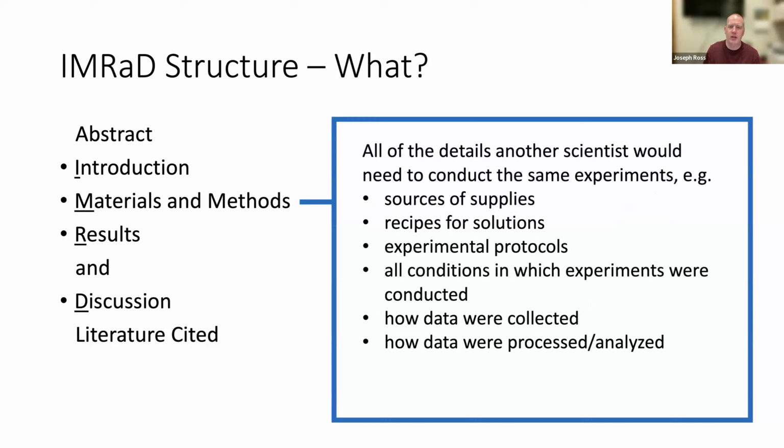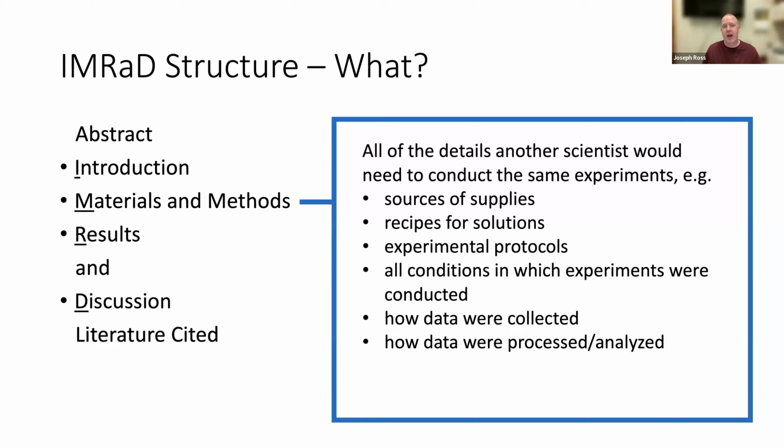the most boring to read. I often don't even read the materials and methods unless I have questions that I want answered about how exactly the authors conducted the research. And that includes where they got supplies from, sometimes catalog numbers, so that if I wanted to replicate their work, I could order the exact same chemicals, for example. Recipes for solutions, the experimental protocols, of course, that is what exactly the authors did so that somebody could replicate their experiments if they want to.